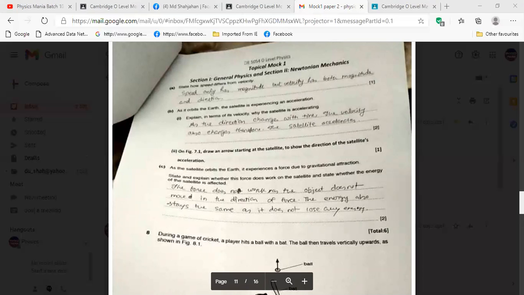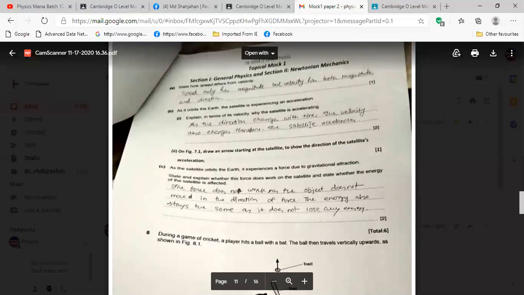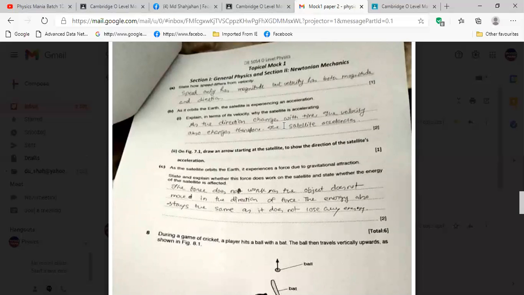Should I elaborate it more? No, it's okay. Your answer is correct. Like you mentioned direction change, that's why you are getting 1 mark. And with time the velocity changes, for that one you are getting another mark. Okay, clear, I get it.